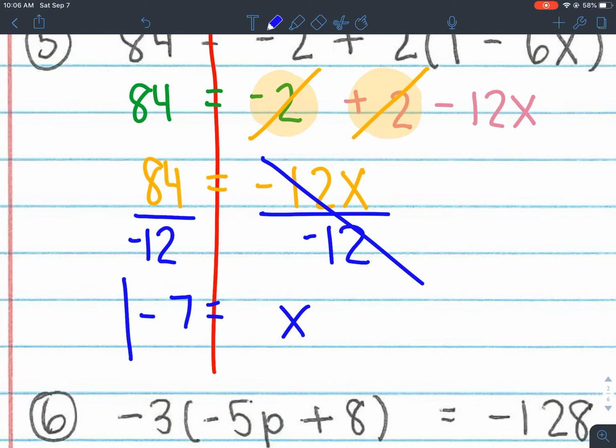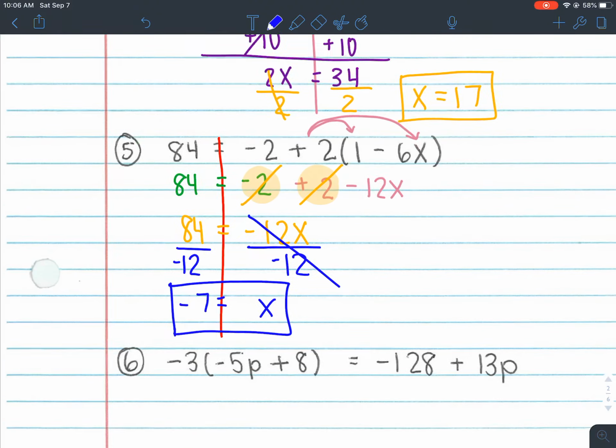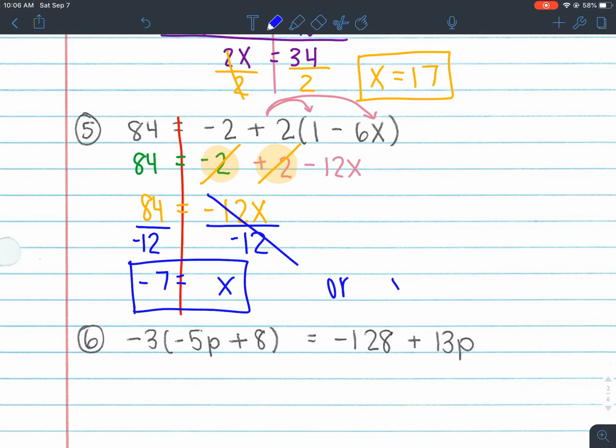Now this one's a little bit different. Hopefully you've noticed that our x is on the right side. However, it means the same thing as x equals negative 7. So it doesn't matter, right? Like if I say I am 12 and 12 I am, I'm meaning the same thing. So it doesn't really matter the order, but if it's easier, just leave the x on the right side.